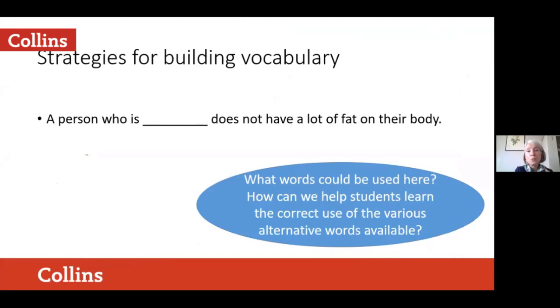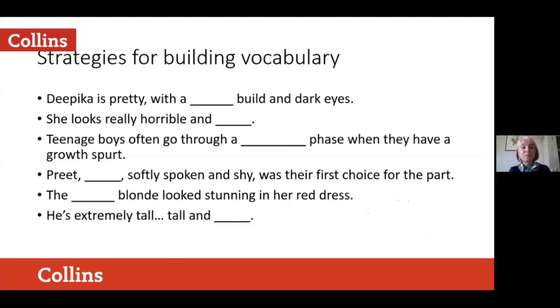So what words could we use in this gap? A person who does not have a lot of fat on their body. What words could we use in that gap? Lean. Slender. Slim. Thin. Skeletal. Lanky. Okay, great. So I think quite a lot of you must have been to this workshop.